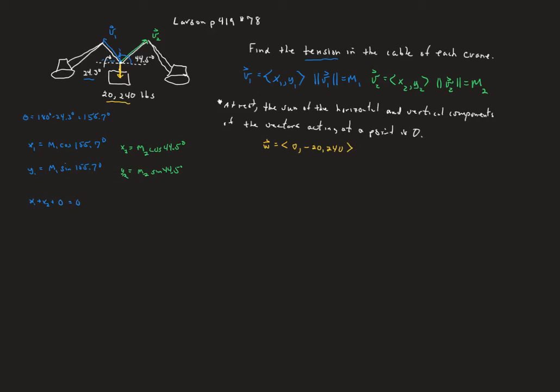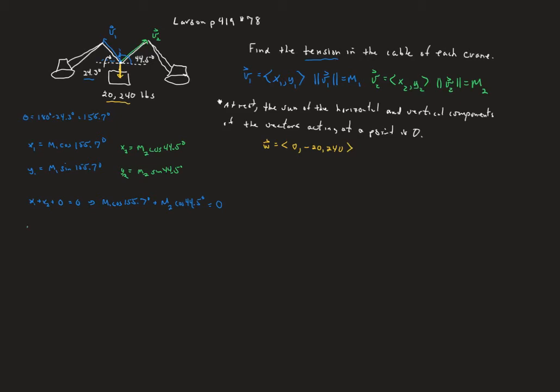the 0 from the weight vector. So that's telling us that we have m1 cosine of 155.7 degrees plus the x2, which is m2 cosine of 44.5 degrees, and the 0 from the weight vector, that's going to be 0.